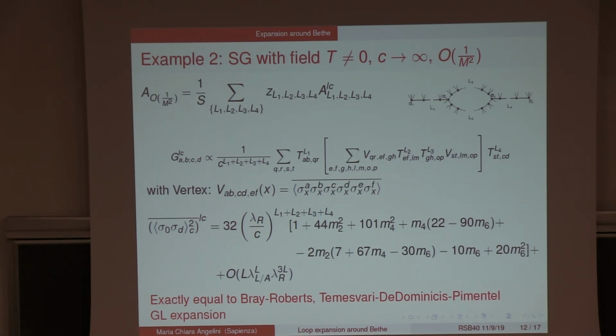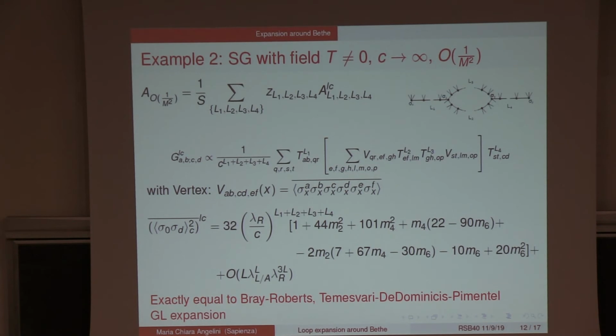connected correlation function. And what's nice is that here you have all these ugly coefficients, but you realize that they are exactly the same coefficients as the Bray-Roberts expansion. So in the Bray-Roberts expansion, they are computing the first order in the Ginzburg-Landau Hamiltonian, but the Ginzburg-Landau Hamiltonian for the spin glass has cubic vertices, so the first correction is, at the end, this one. And so you can recover it. You can recover exactly the same coefficients. So even in this case, we just recovered the usual results.